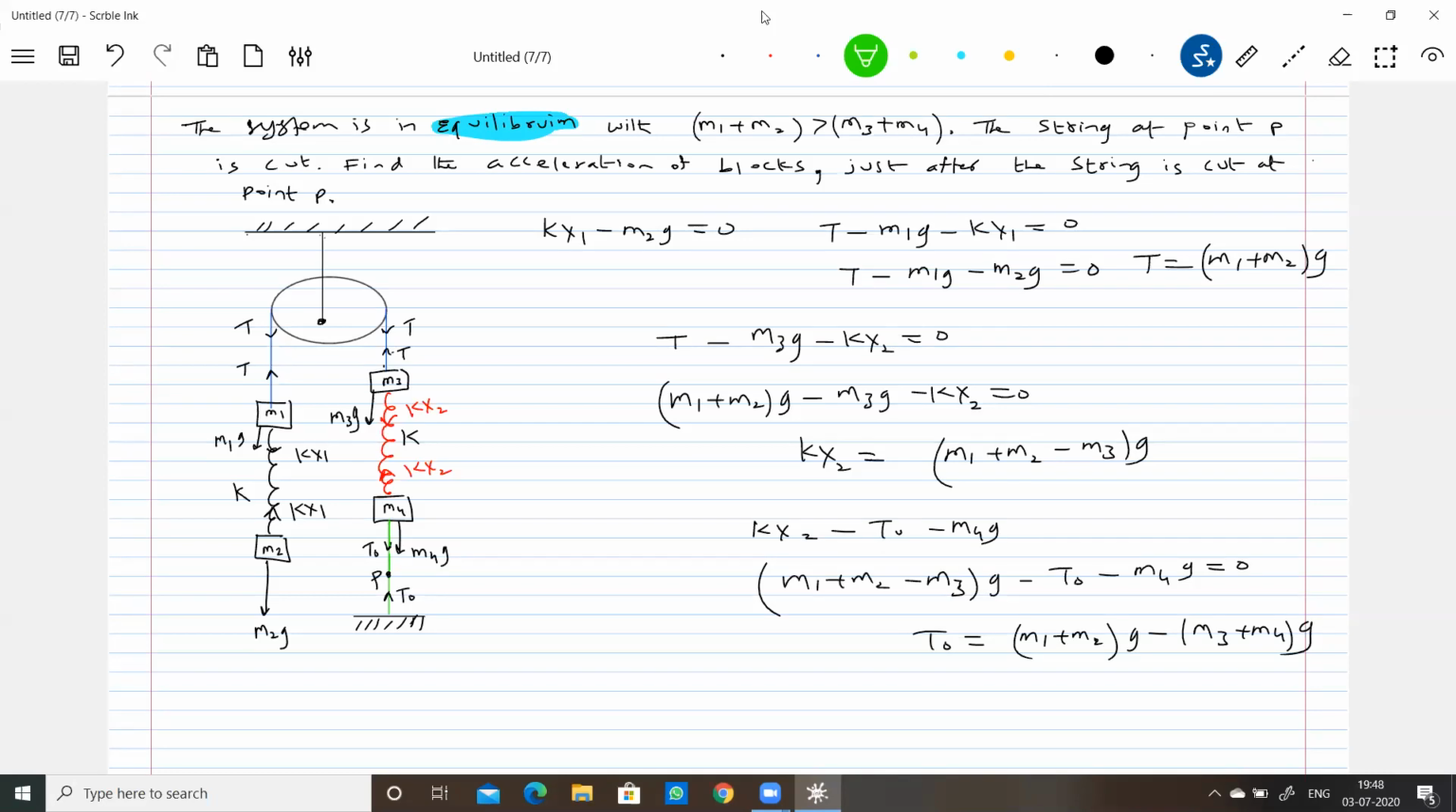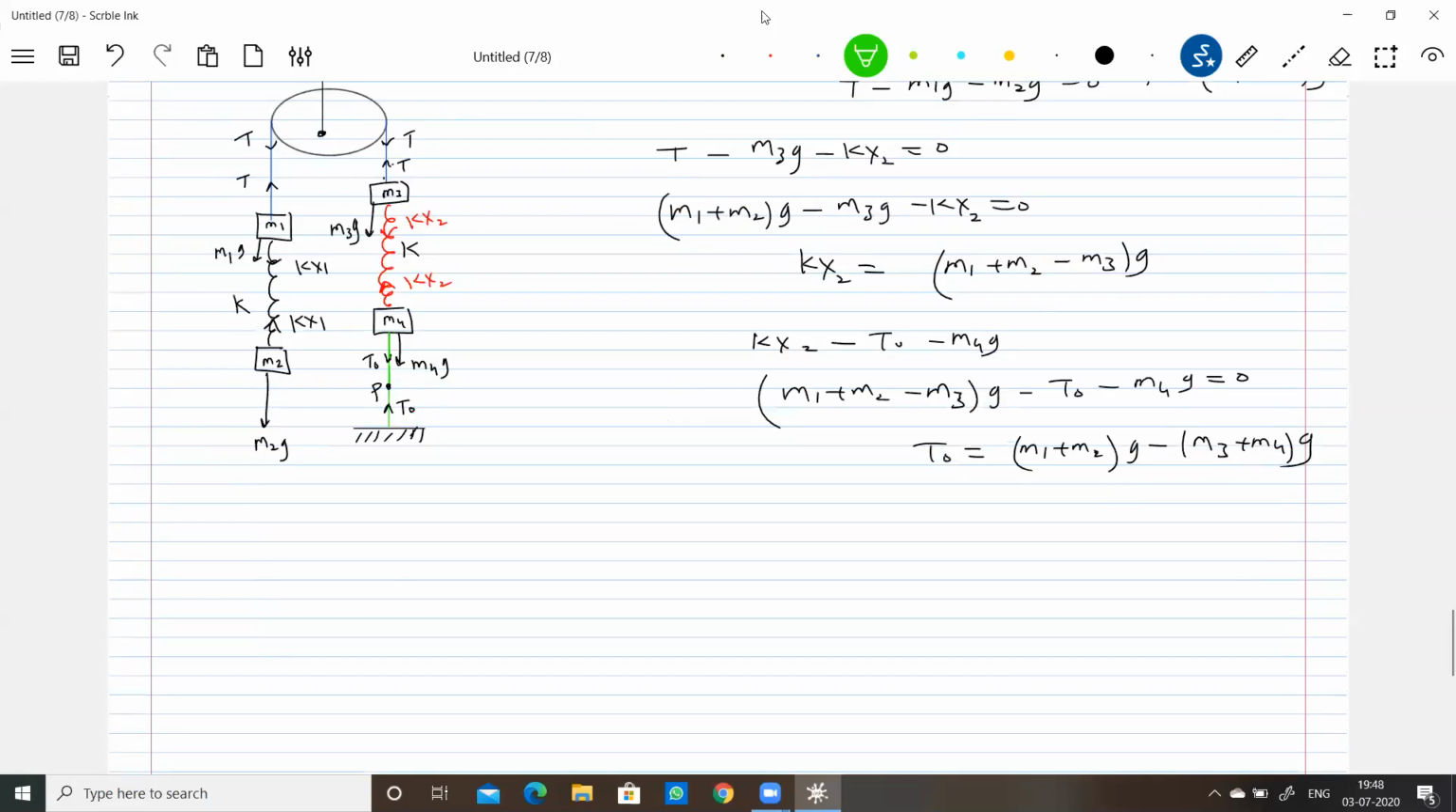T naught is there. Now I'm going to cut it. So if I cut, then what conditions will arise? The moment I cut the string at point P, what happens to the tension? It will vanish, no? That T naught will vanish. Then we'll see what all will happen here. I'll draw the diagram after cutting it.